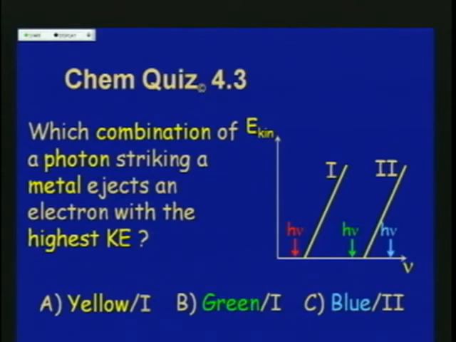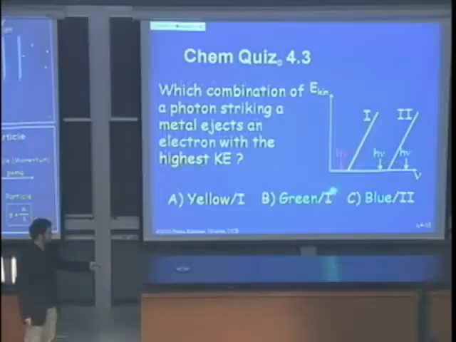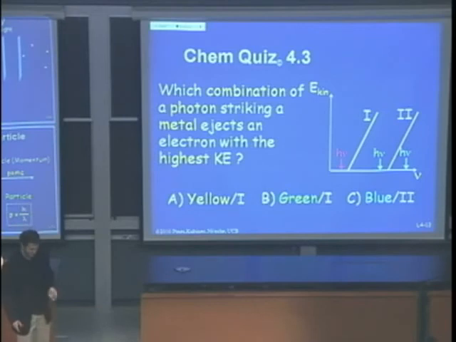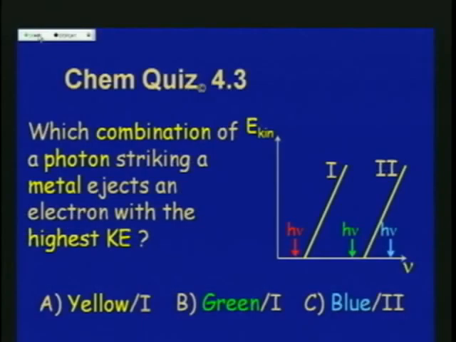A yellow photon on metal 1, where's yellow going to be? Somewhere in here, somewhere between red and green. So a yellow photon with curve 1, a green photon with metal 1, or a blue photon with metal 2. Uh-oh. Two variables. Well, let's see if we can get this on the first go. Which one of these is going to have the highest kinetic energy, right? Highest kinetic energy. Let's vote.